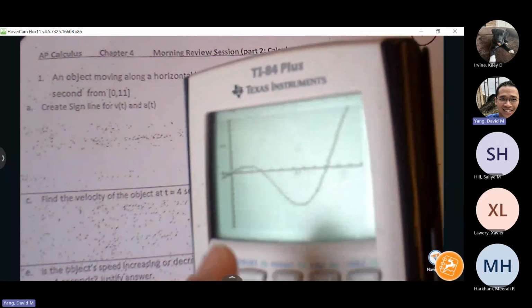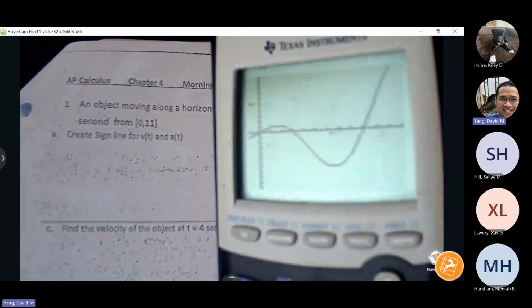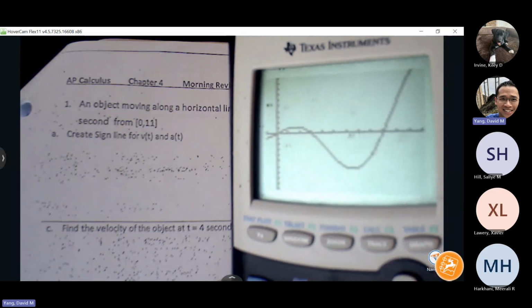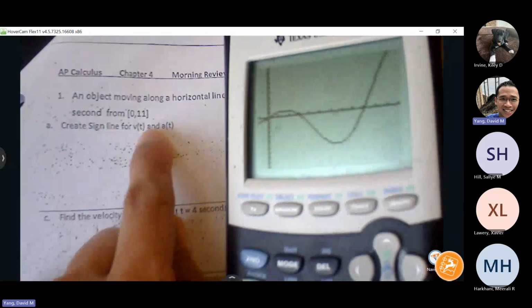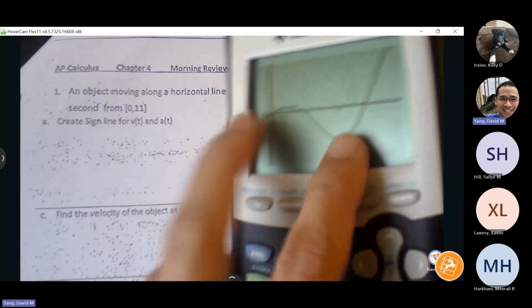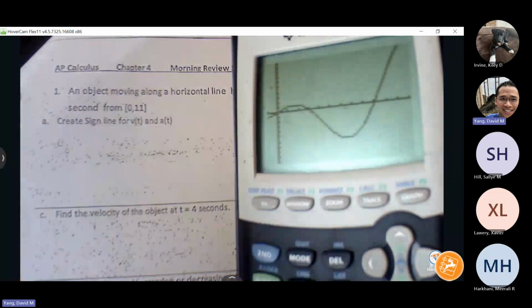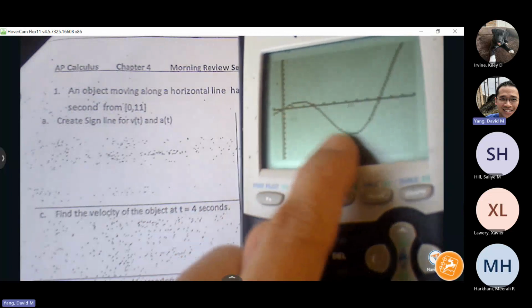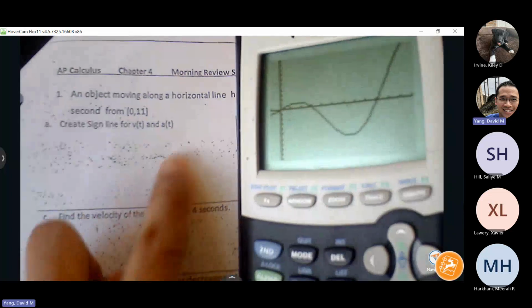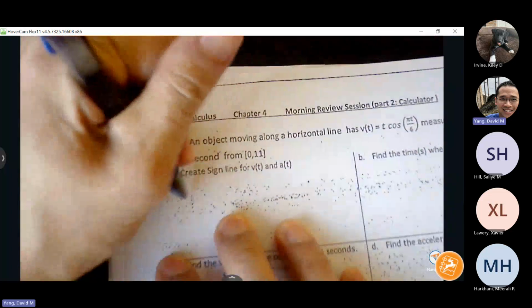Okay, so here's what we're trying to do here. We want to create a velocity sign line. This is the velocity graph. And just like how we did before, from the velocity graph we want to pick out our x-intercepts. X-intercepts will be where velocity is zero. And then when we do our acceleration sign line, it's like our POI sign line, where we want to pick out the peaks and valleys. The hills and valleys are going to be the critical points for my second derivative graph. Okay, so let's start off with velocity here.